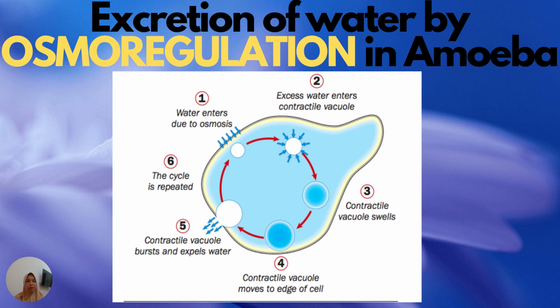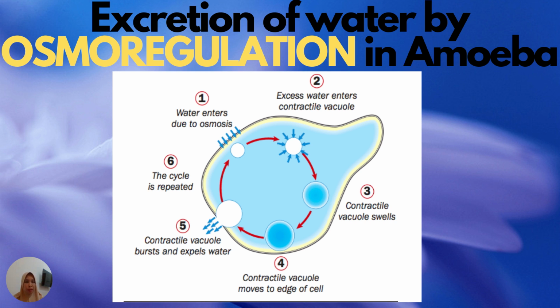Okay, then we go to the next living process, excretion. Excretion of water by osmoregulation in the amoeba. Osmoregulation means the regulation of water in the amoeba. So, amoeba is a unicellular organism that lives in fresh water. So, when it lives in fresh water, in the hypotonic environment, what happens? A lot of water will enter into the amoeba.